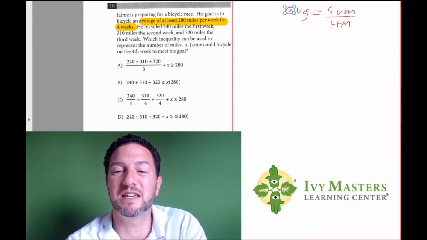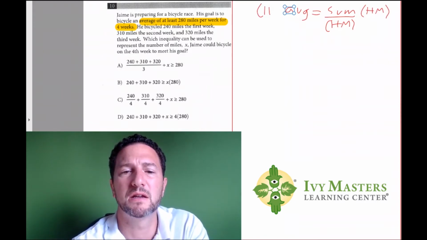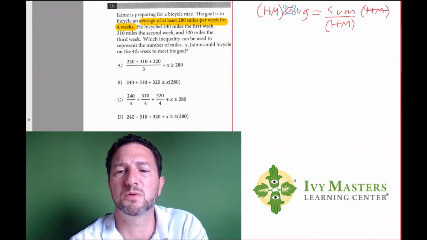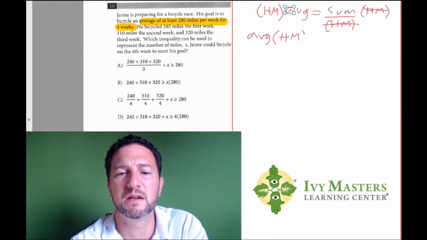For SAT, what's easier to know is the rule, but first I'm going to show you where it comes from. If you multiply both sides by how many, the how manys would cancel on the right, and what you'd get is that you've got to multiply the average by how many in order to get the sum.